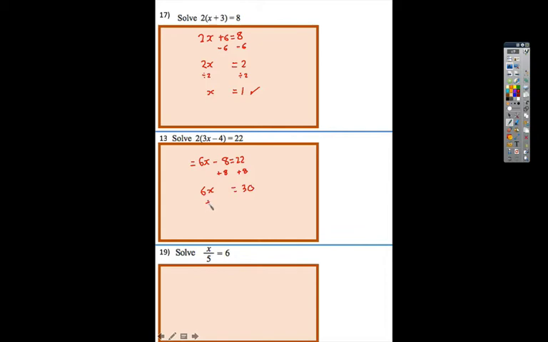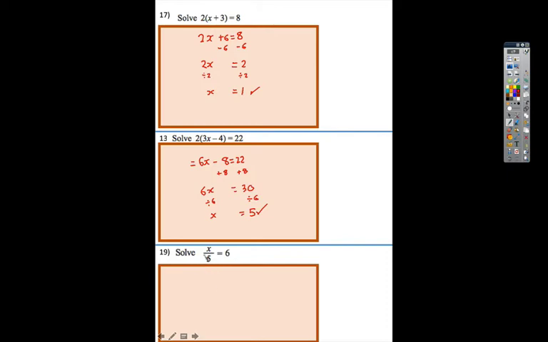Now we need to divide by 6. So you're left with x is equal to 30 divided by 6, which is equal to 5. Let's substitute 5 into here. So 3 times 5 is 15, take away 4 is 11. 2 times 11, remember in this bracket it's 11, 2 times 11 is 22. And we're correct. Right, question 19 is to solve x over 5 is equal to 6.